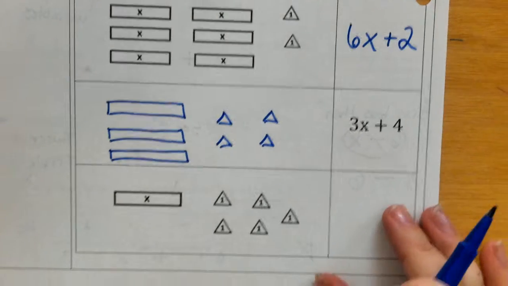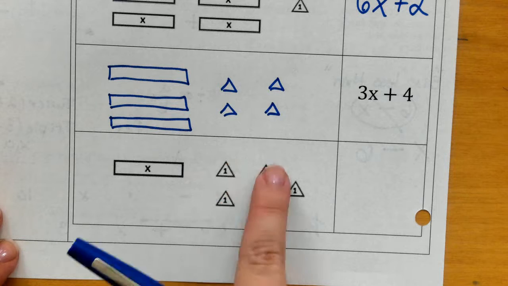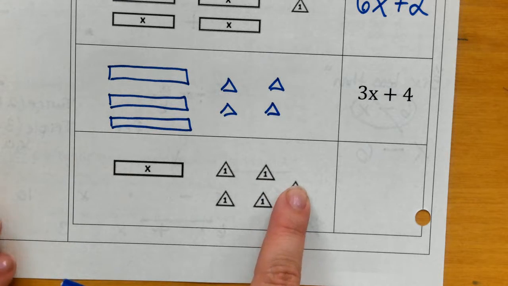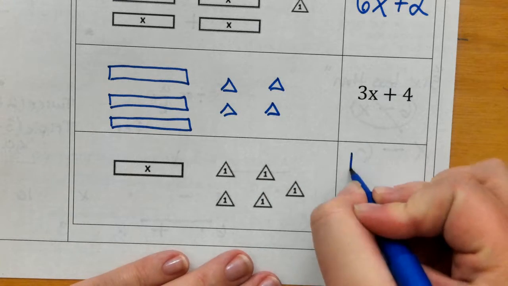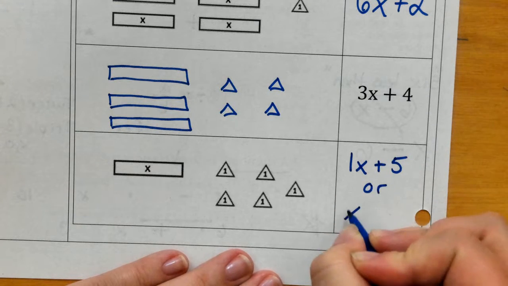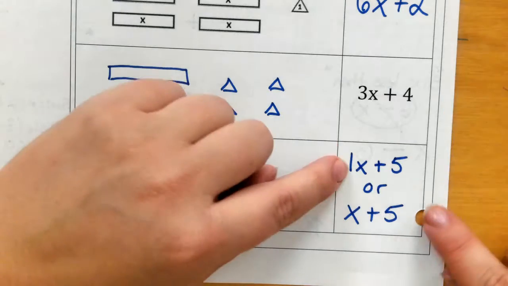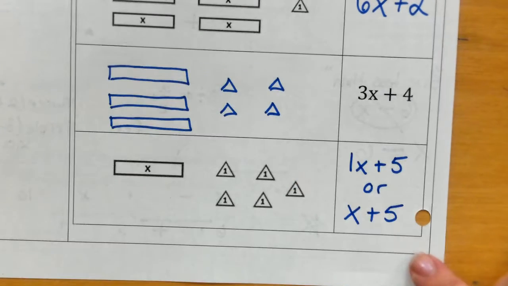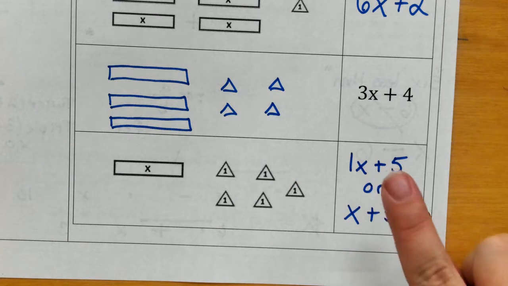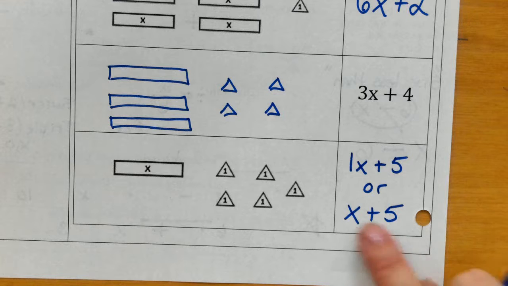And if you look at this last one, we have 1x and 1, 2, 3, 4, 5 of these. So there's a couple ways we could write this. We could write this 1x plus 5 or x plus 5. Remember, lazy mathematicians, we don't need to write this 1 really, because 1 times x is the same as x, just like 1 times 5 equals 5. So the 1 is not necessary. So you'll most likely see this.